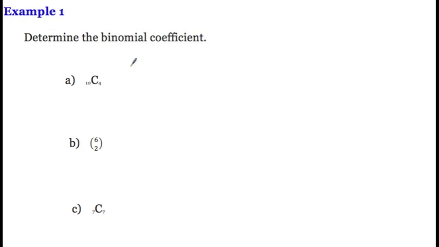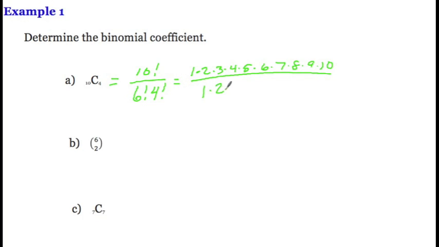What that is saying is, if we follow that definition, that would be 10 factorial divided by (10 minus 4) factorial, which is 6 factorial, times 4 factorial. Remember, I'm going to write this one out this time, but I'm not going to write them all out. So 10 factorial is 1 times 2 times 3 times 4, up to 7, 8, 9, and 10. Again, I'm not going to do this every time because it takes way too long. But we'll just do the first one to make sure we remember what is going on here.